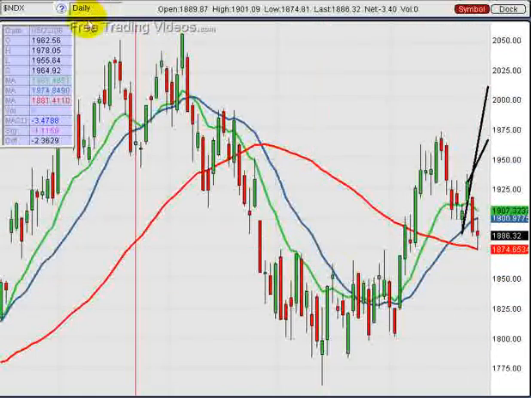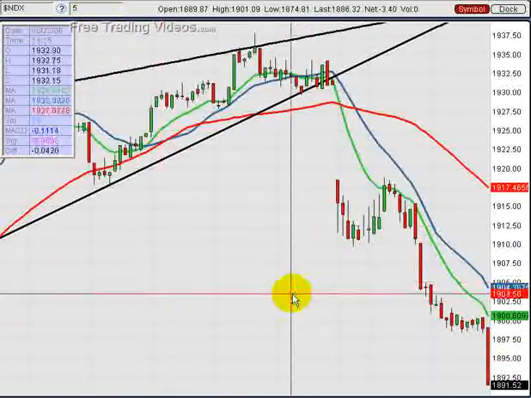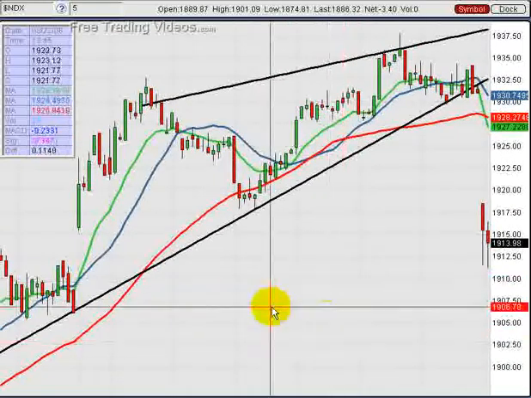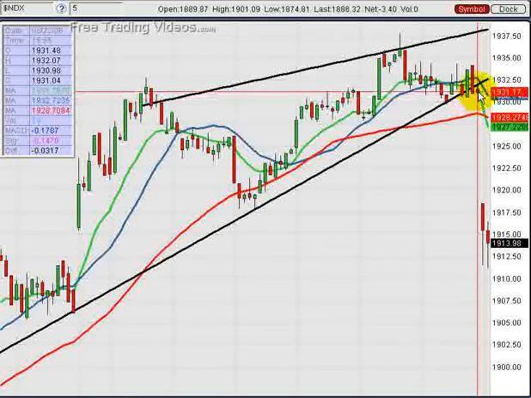Let's take a look at the 5-minute chart. I'll just show you the entry on this. Back up a couple of days here, we can see this is what we're looking at Monday. We had this nice, beautifully formed rising wedge. I'm looking for the breakdown to this.